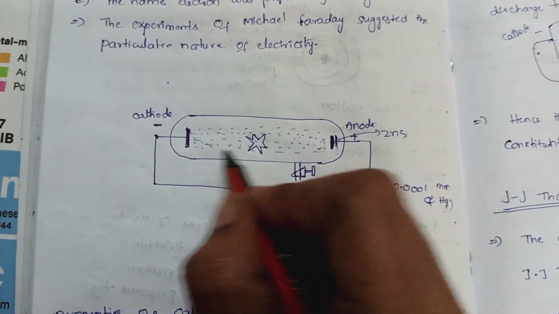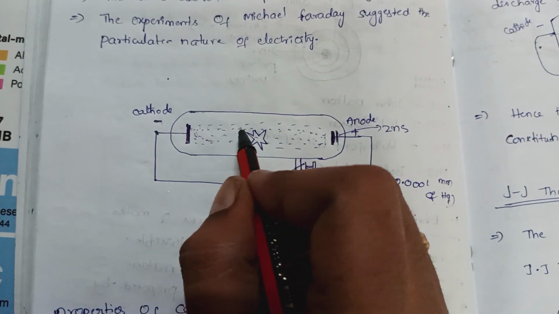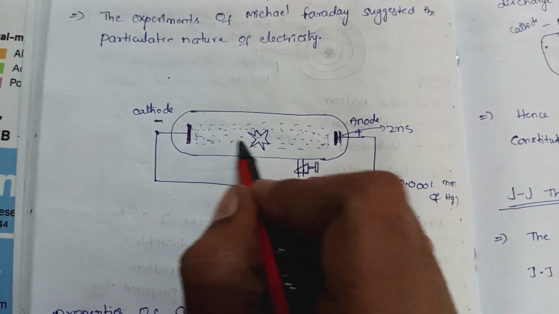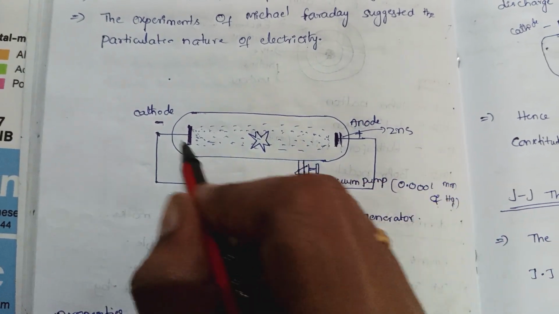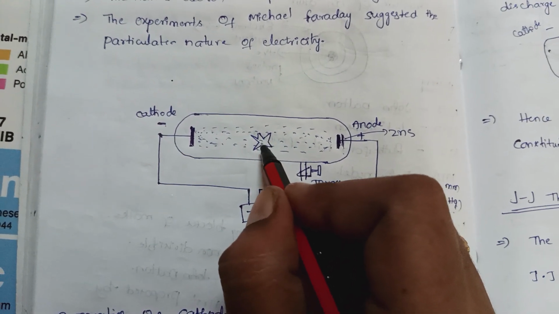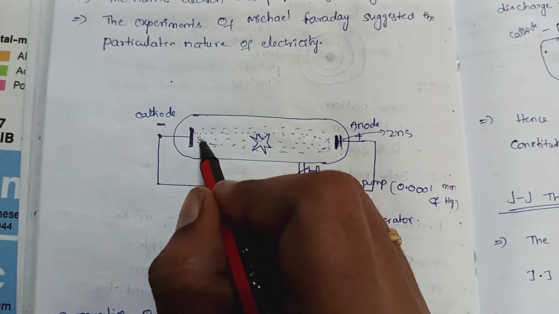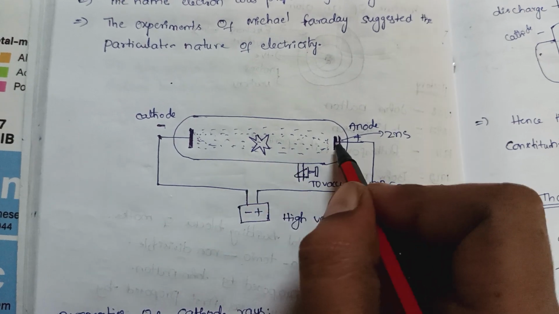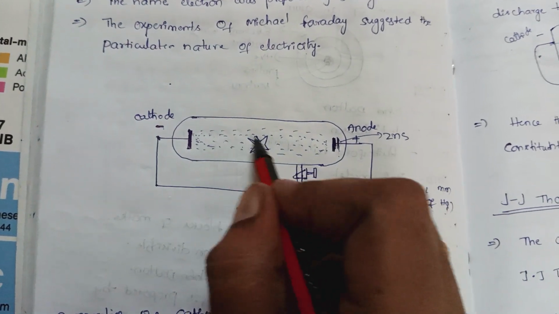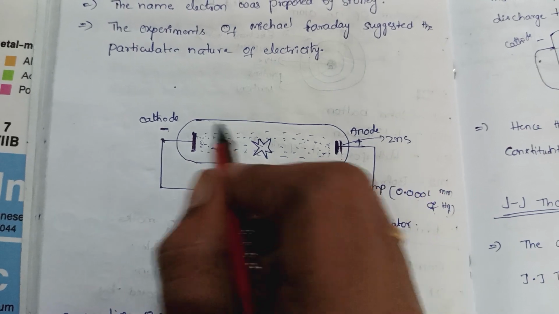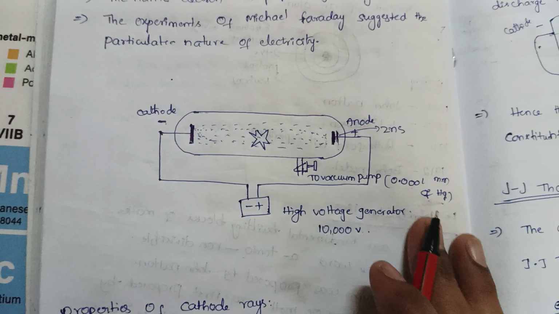He observed that cathode rays have negative charge and pass towards the anode in a straight manner, and he placed a paddle wheel. Whenever cathode rays pass towards the anode, this wheel also moves towards the anode, which means cathode rays possess kinetic energy.